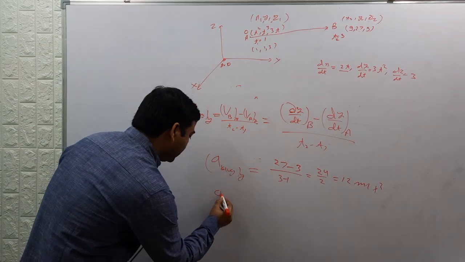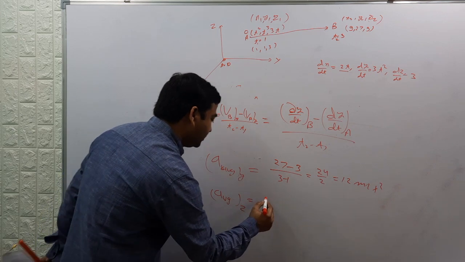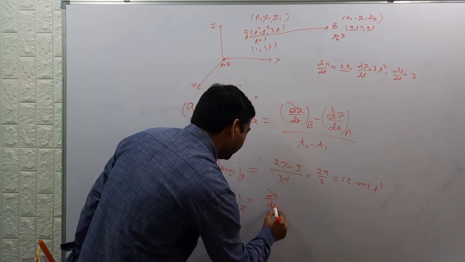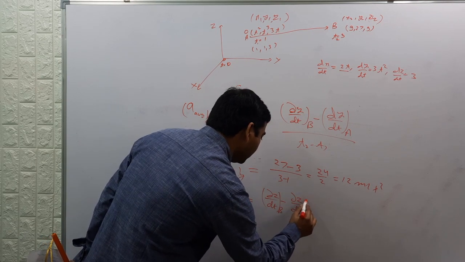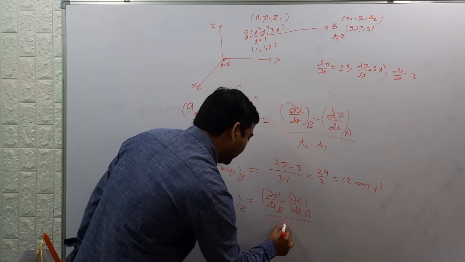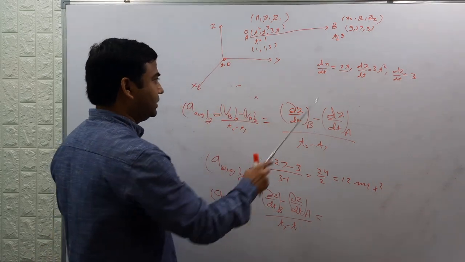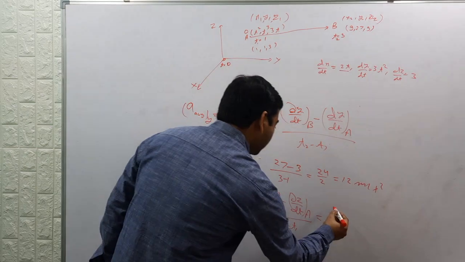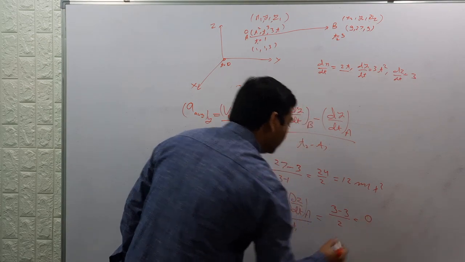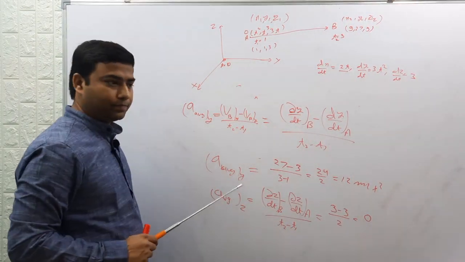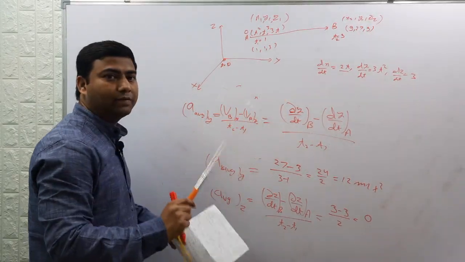Similarly, you can find a average in z direction is equal to dz over dt at point B minus dz over dt at point A divided by t2 minus t1. And dz over dt is 3. So for both points, it is 3 minus 3 by 2 is equal to 0. So this will be 0. This is average acceleration between point A and B in x, y, z direction.